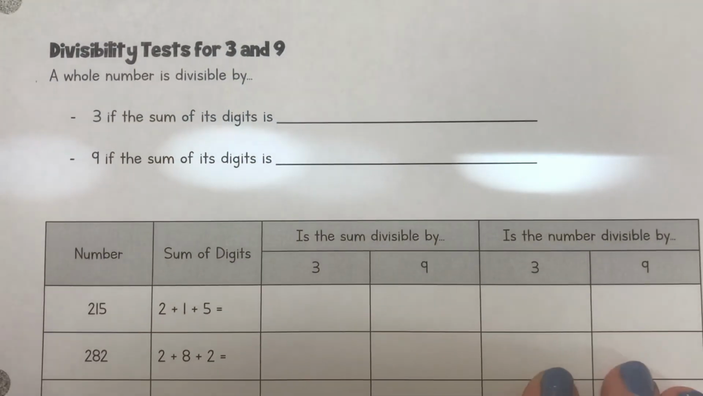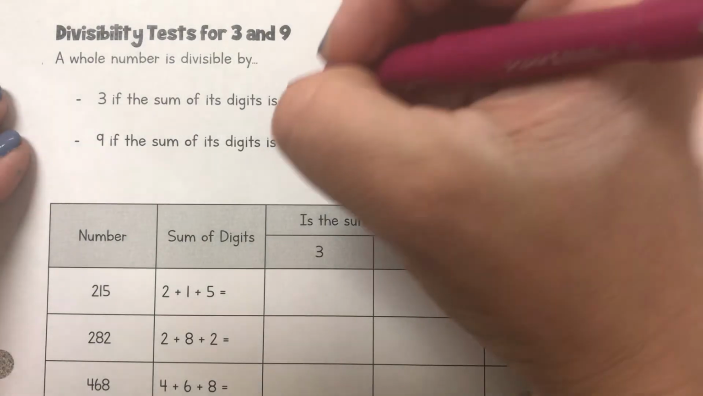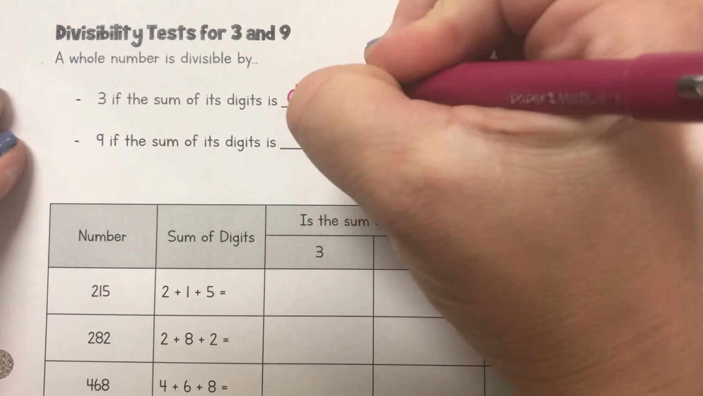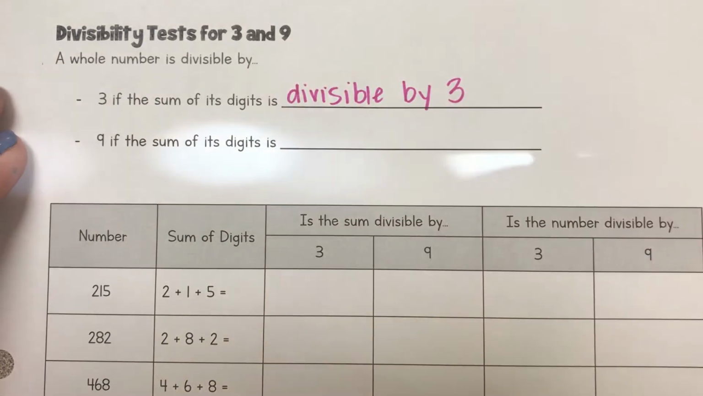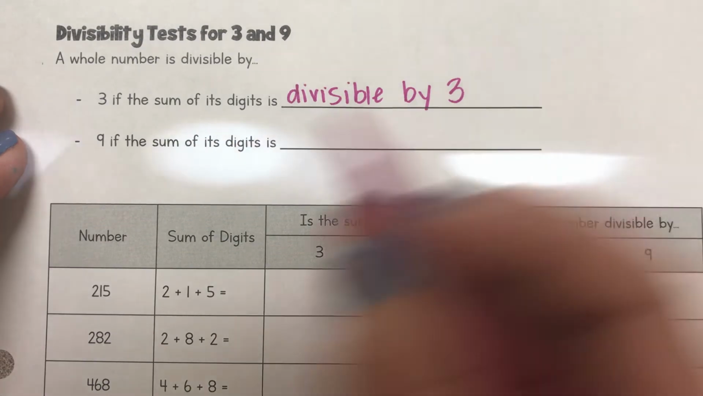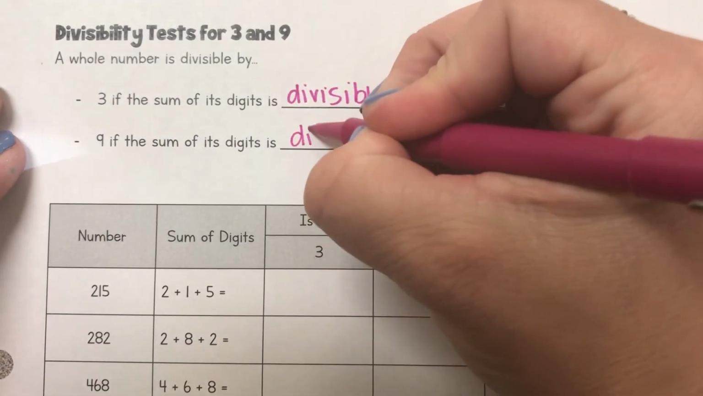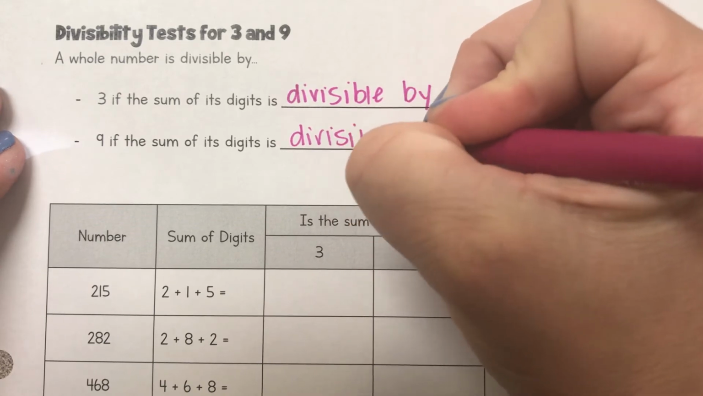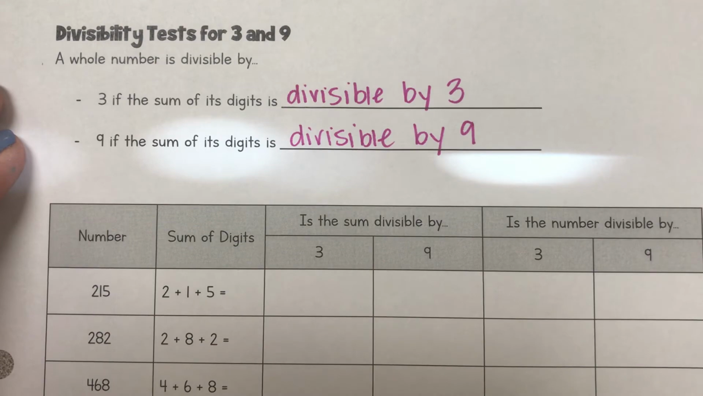So let's talk about 3 and 9. I think these are really fun. A whole number is divisible by 3 if the sum of the digits is divisible by 3. And I'll explain what this means in a second. And a number is divisible by 9 if the sum of its digits is divisible by 9.